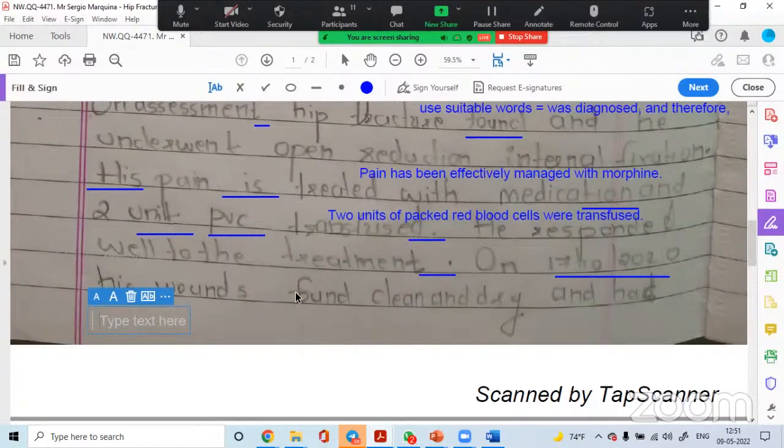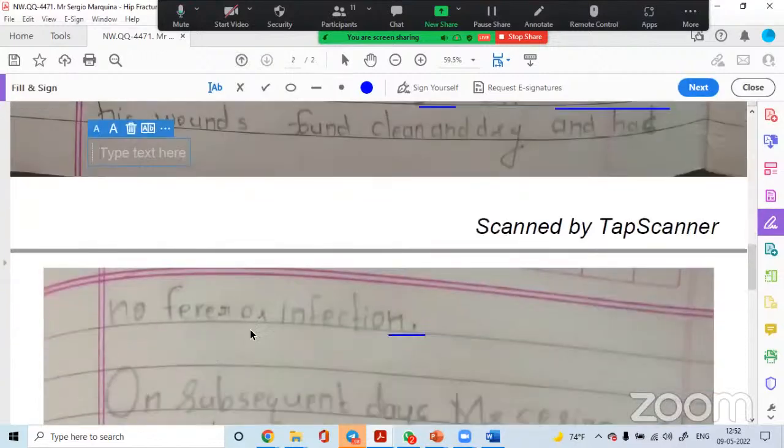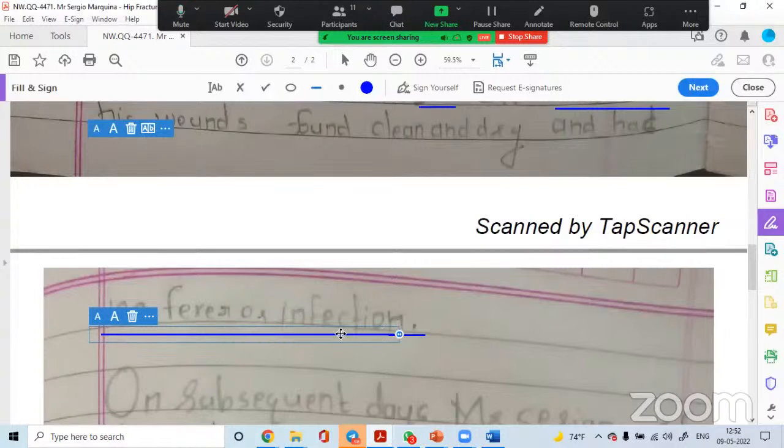17/10/2020: wounds found clean and dry. Clean and dry, separate. Leave space. See here, more space, here less space. Why? Maintain uniform space. And has no fever or infection. He has no fever, no infection. Then why should you write? Don't write. If he has fever, write. If he doesn't have fever, don't write. That's it.